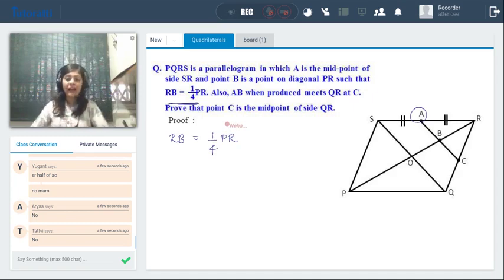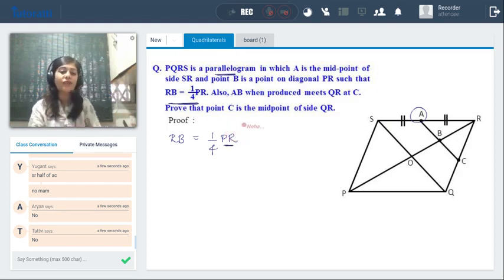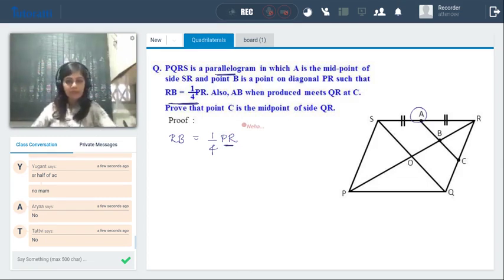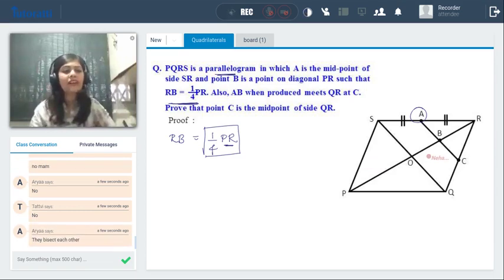Students, what do we know about the diagonals of a parallelogram? Come on, quick. PQRS is a parallelogram and PR is the diagonal of the parallelogram. So what do we know about diagonals of a parallelogram? Quick students, now you need to understand how to attack any given problem. They have given us this information, right? This information cannot be used directly in any theorem. 1/4 of PR is not a result in any theorem. So let's see why we have been given this. Yes, they bisect each other. That's perfect, Arya. Diagonals of a parallelogram bisect each other.